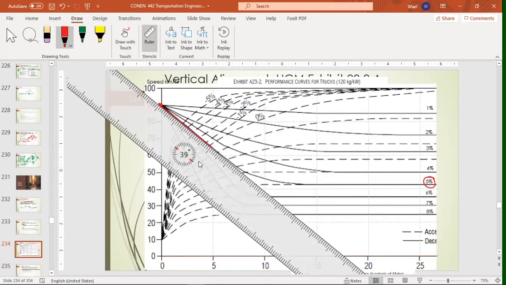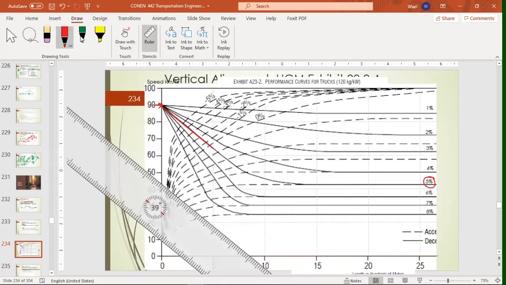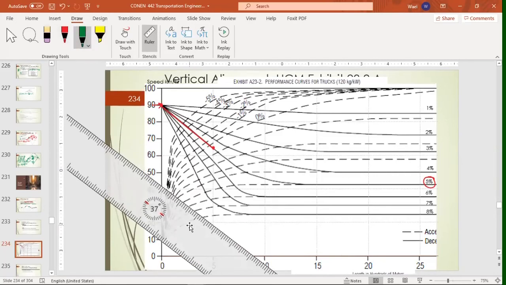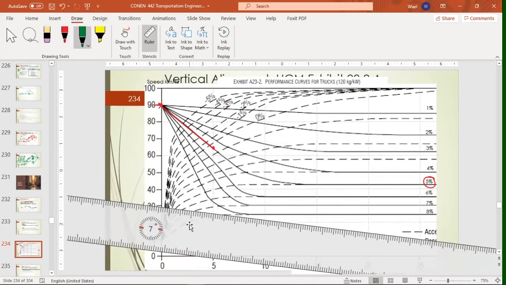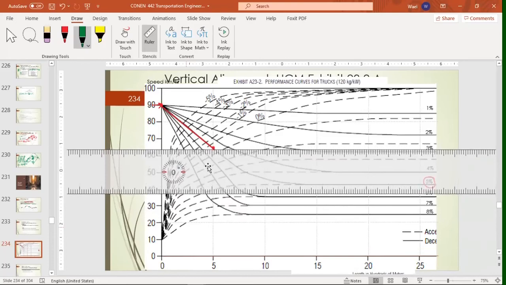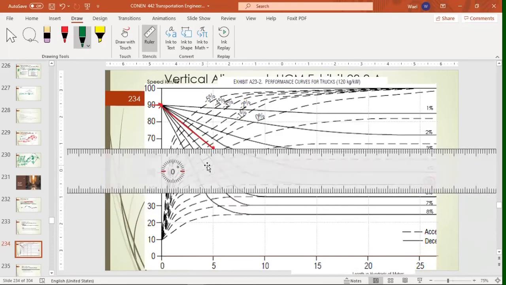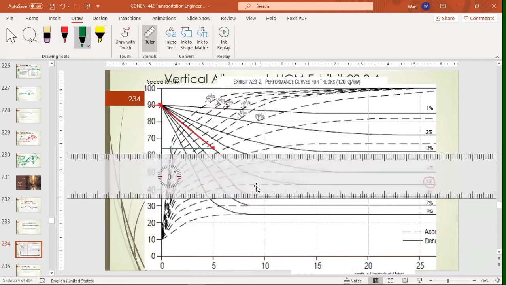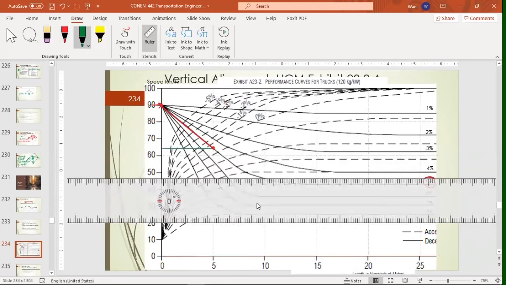And it drives 500 meters. Okay, after driving for 500 meters, this is going to be the speed of that truck. That's going to be the exiting speed.